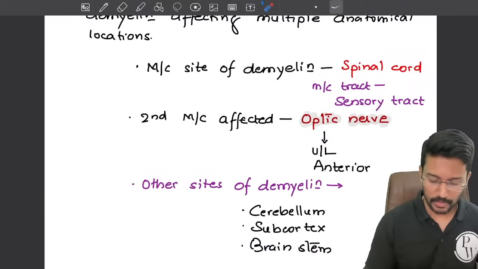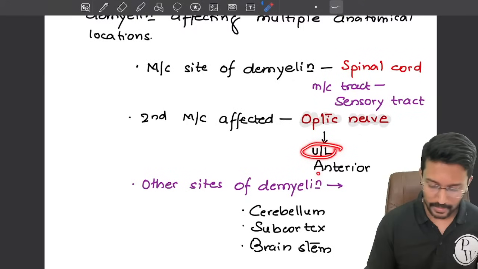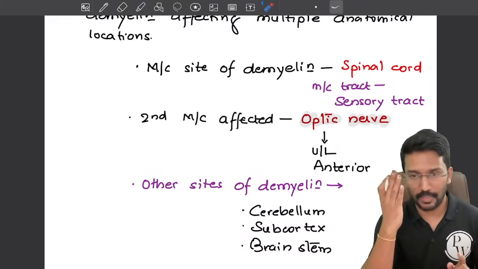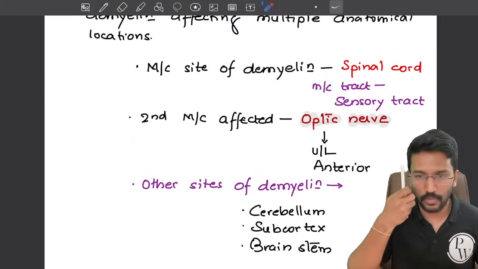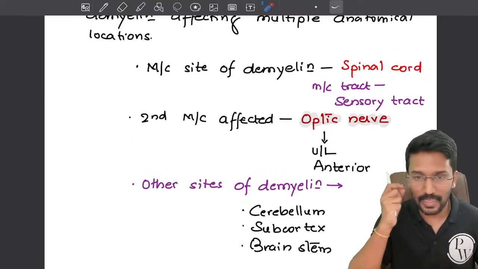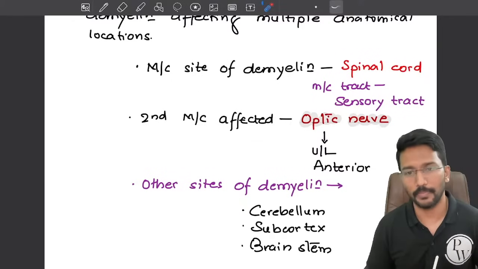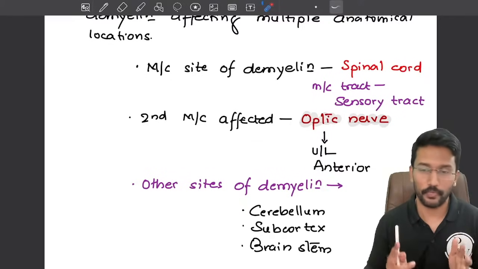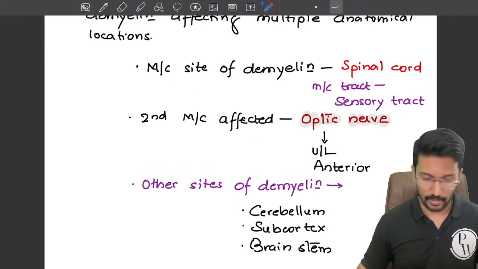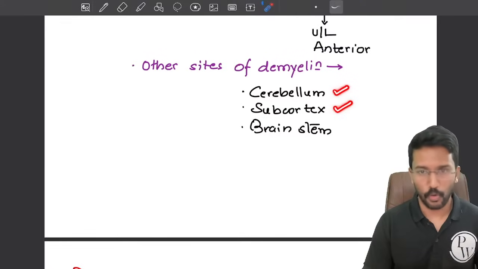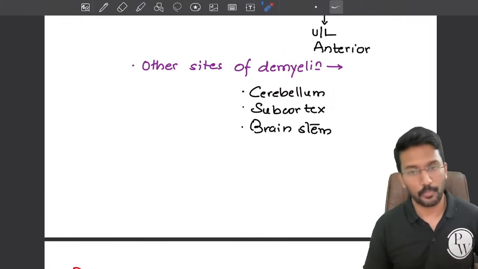In case of multiple sclerosis, it is generally unilateral and it is going to be anterior. So patient will present with one-sided loss of vision, and when you look through the fundus, you will see that the disc is edematous in case of multiple sclerosis. In case of neuromyelitis optica, it will be posterior, and there you will not be able to see the disc edema. The demyelination can also affect cerebellum, subcortical structures, as well as brainstem.